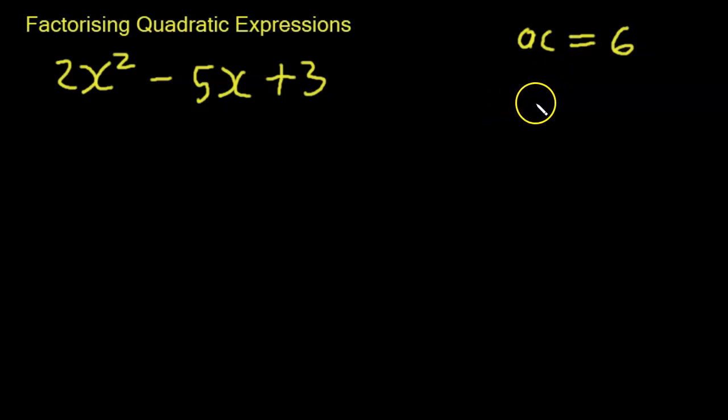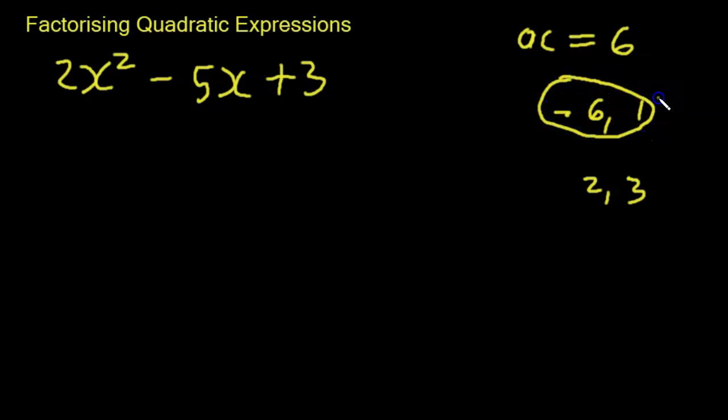So, what set of numbers multiply to give 6? We know we have 6 and 1, and we have 2 and 3. Now, these are our options. Can we use 6 and 1? Well, if you say 1 take away 6, you get negative 5. But when you multiply 1 times negative 6, you get negative 6, and you need the same result as AC, and AC is positive 6, so it couldn't be those.